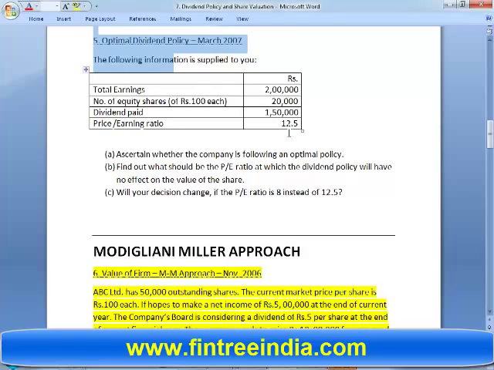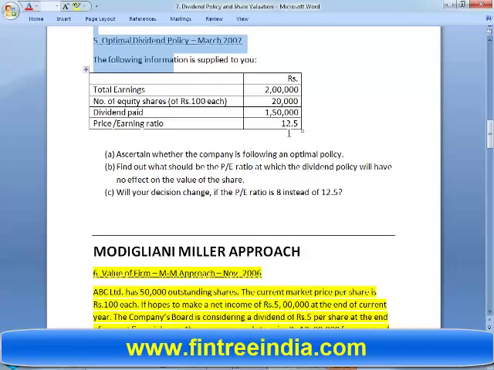That means the optimal payout ratio should be, optimal payout would be 0. You're earning more. Do you understand? So I'll just help you with the first part.